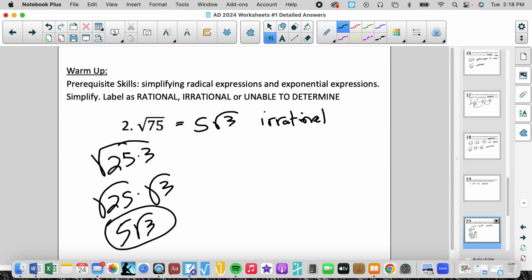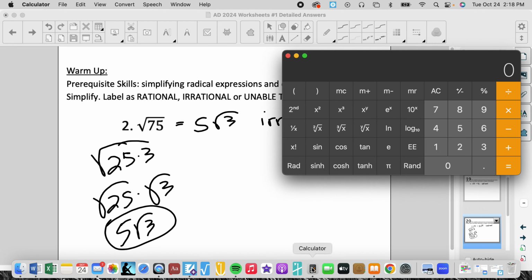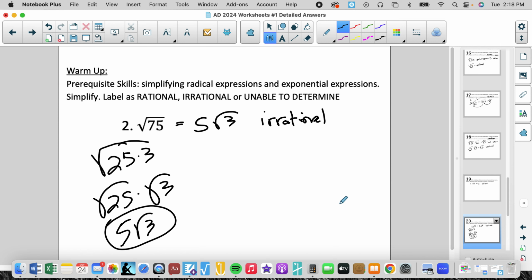That's going to be irrational. If we want to check it, we can do the square root of 75, which gives me 8.66, blah, blah, blah. Yes. So that's going to give me that.